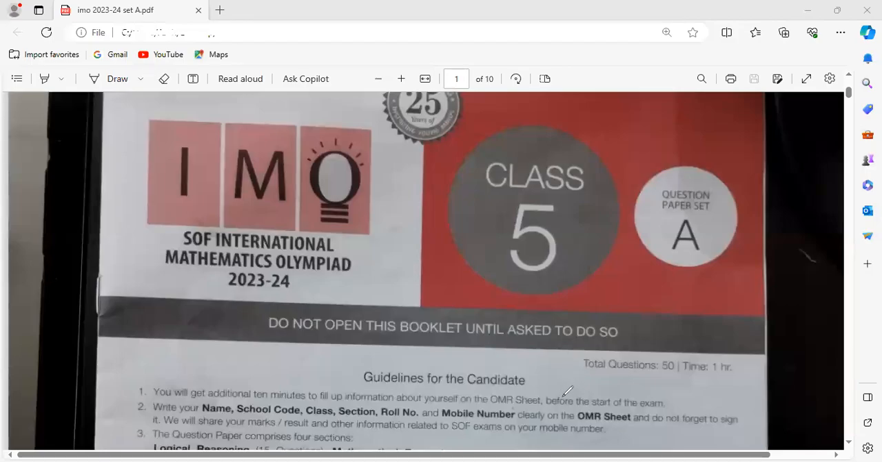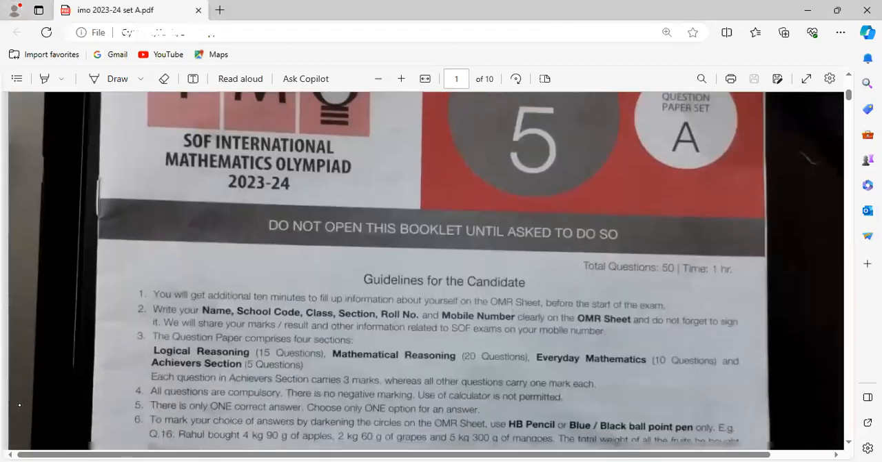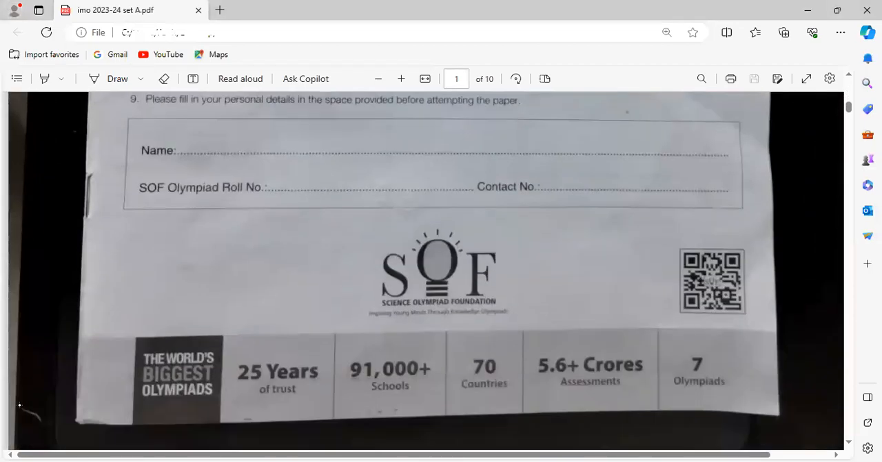Hello friends, today we will be solving IMO Set A for year 23-24, IMO paper for Maths for class 5. So let's start. This is the Set A paper.